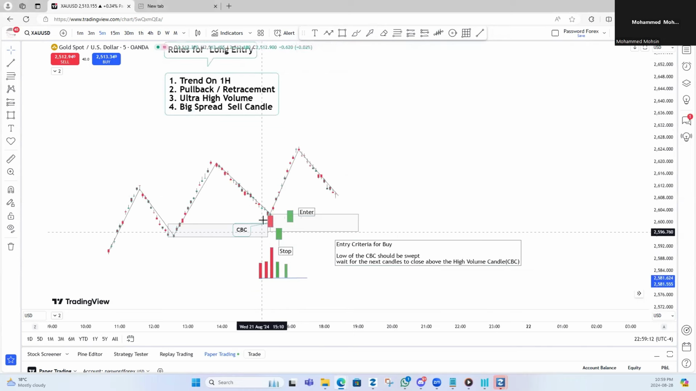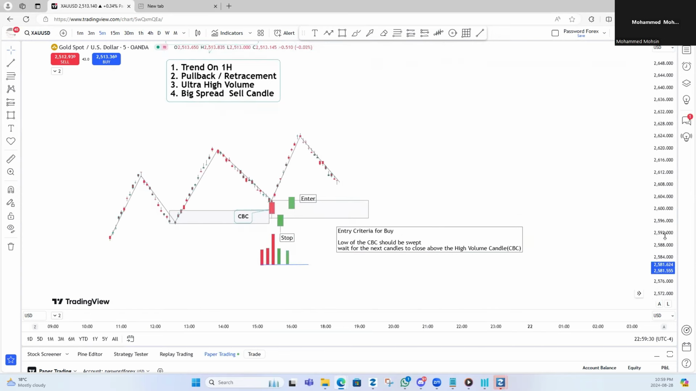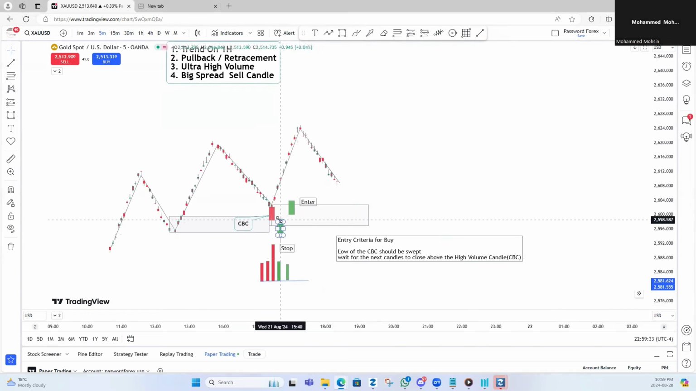So once I notice this and confirm that I have ultra high volume, and the candle is approaching my area of interest, I use my rectangular tool and mark the high and the low of this particular candle. Now, the entry criteria would be that another candle should go down and sweep the low of this ultra high volume candle. It is very, very important. Once the very next candle, the green candle, goes down, sweeps the low of this candle, and closes inside as a green candle, right?